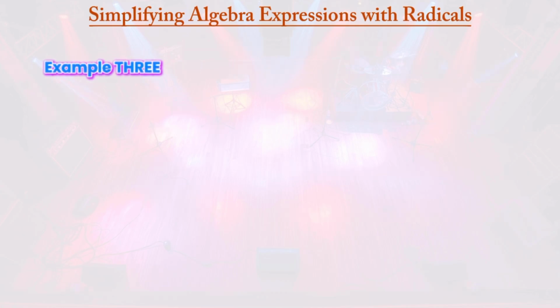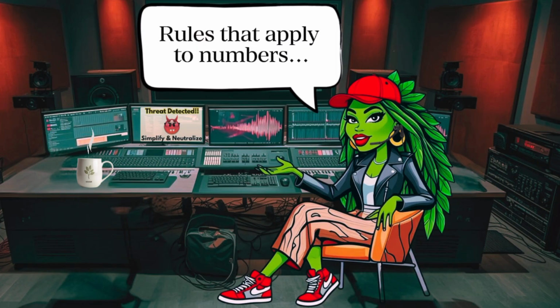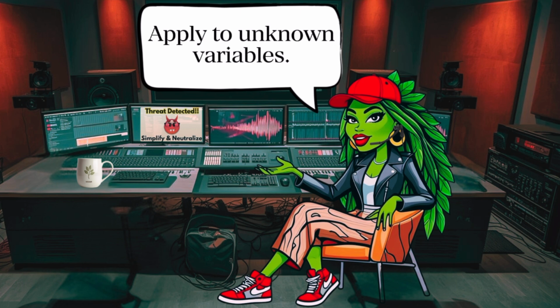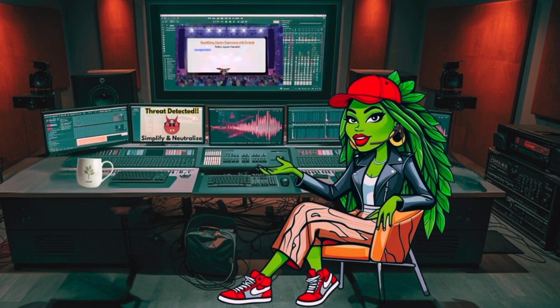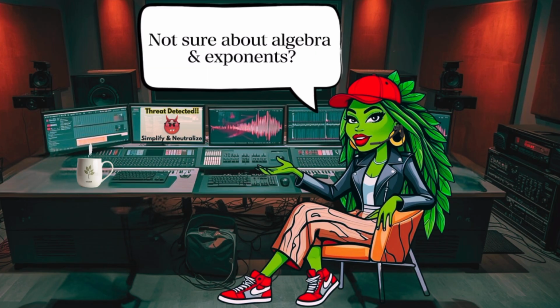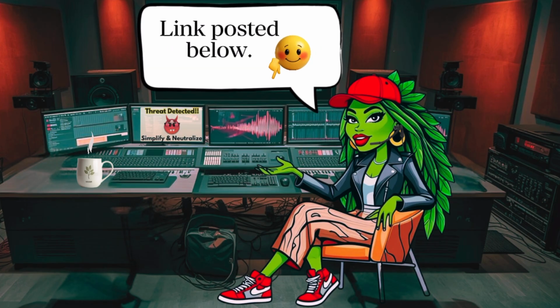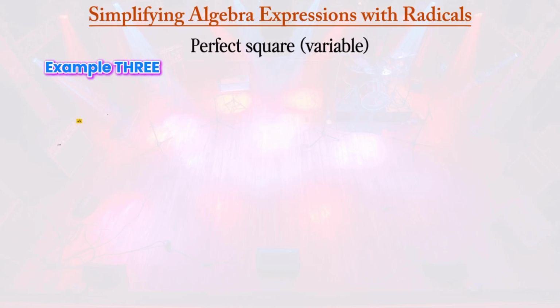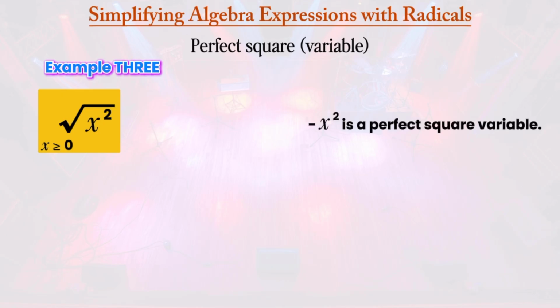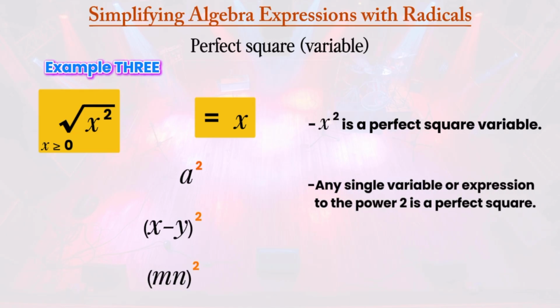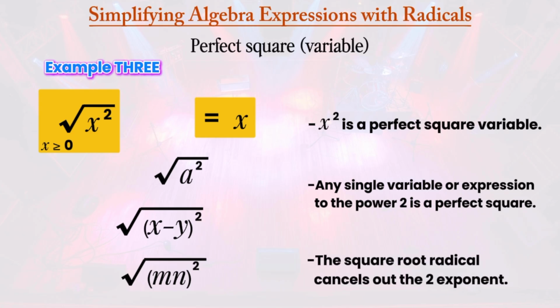Now comes the fun part, when we start throwing unknown variables into the mix. The same rules that apply to numbers are the same rules that apply to unknown variables. Now, before I continue, if you're not fully confident with algebra and exponents, information will be posted below. Here we have the square root of x squared. Since x squared is a perfect square, its square root is x. Anything squared, or to the power of 2, is a perfect square. The square root radical pretty much just cancels it out.